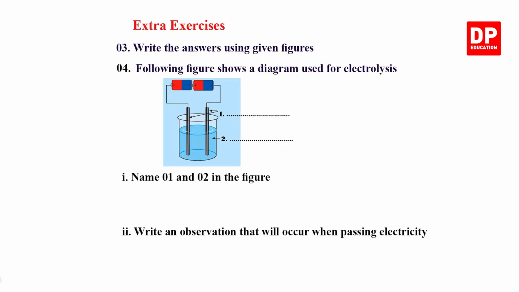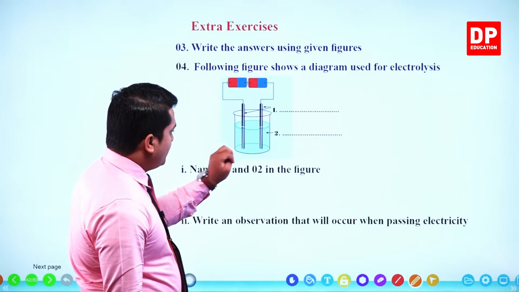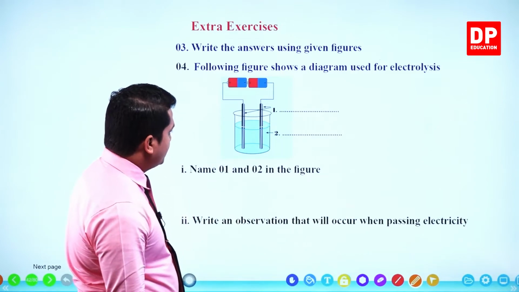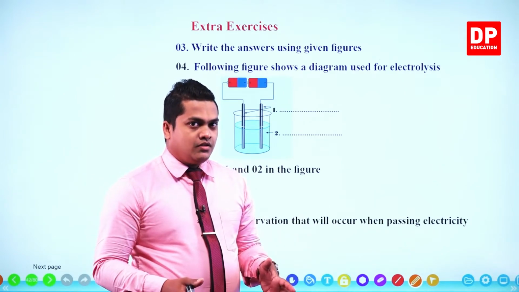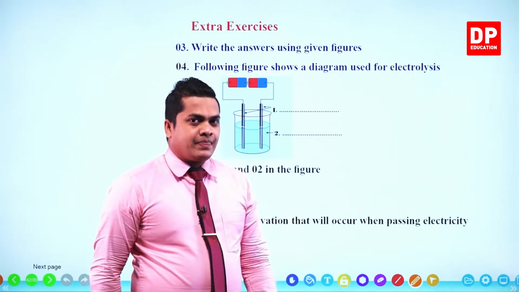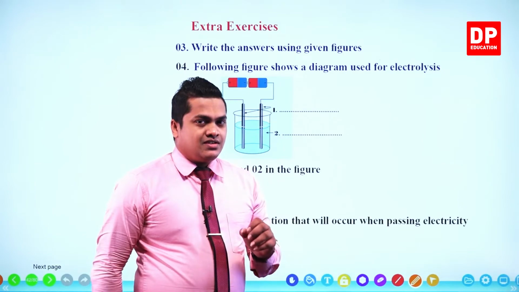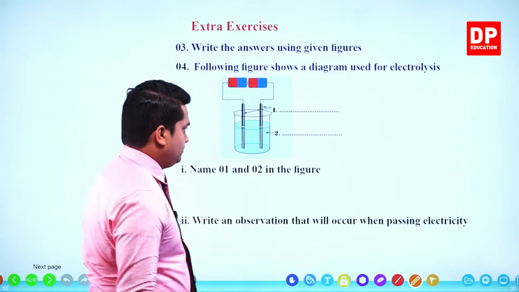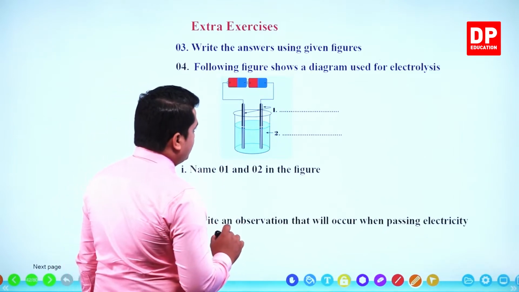Following figure shows a diagram used for electrolysis. Now for electrolysis, this diagram is being used. So here two carbon rods or graphite rods are being used. Two dry cells are being provided to the circuit. You know that if carbon rods are being used, here we are doing the electrolysis process. For the electrolysis process, in our syllabus, we use acidulated water, right? So in the first question, you have been asked to name 1 and 2. So we'll name 1 and 2.